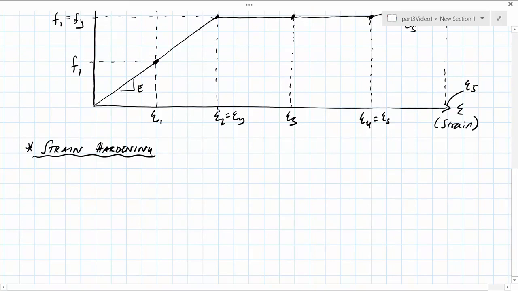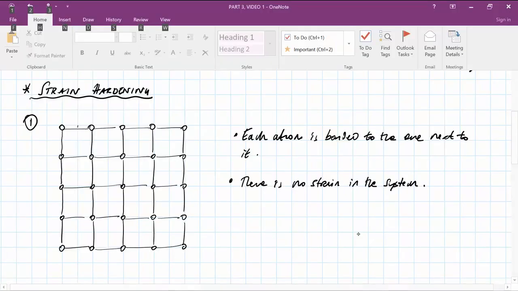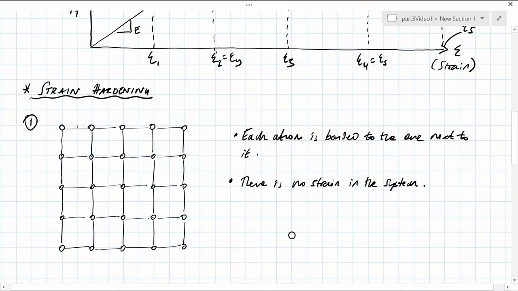The process of strain hardening is caused by the generation and movement of so-called dislocations in the material's crystal structure. To visualize the process of strain hardening, consider the following single crystal lattice typical of a metallic material. Each atom is bonded to the one next to it, where the atoms are indicated by the circles and their bonds by the lines. And this is showing the system at a state of zero strain.